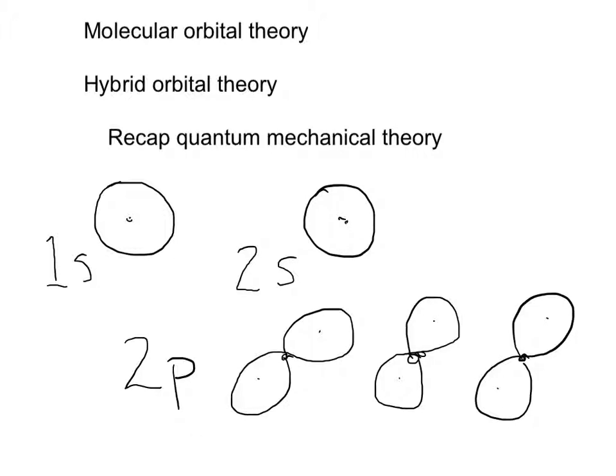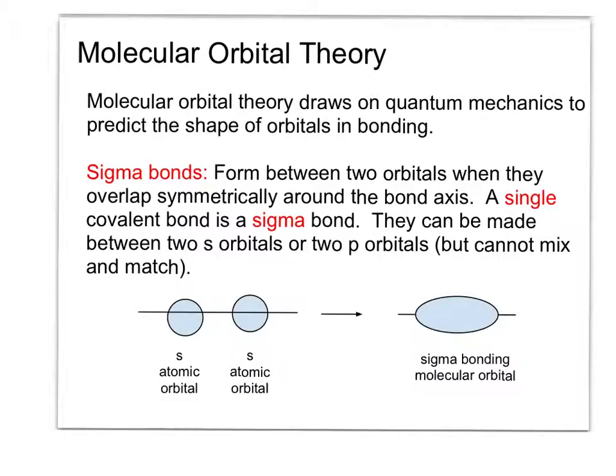In this theory, you're thinking about a single atom and the electrons on that single atom. When we learned about covalent bonding, we now say that electrons are going to be shared between two atoms. So essentially, the orbitals we were introduced to in quantum mechanical theory have to overlap to form a bond. Let's now dive into molecular orbital theory.